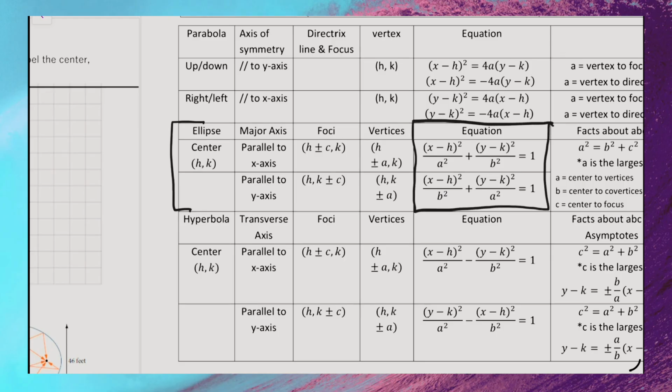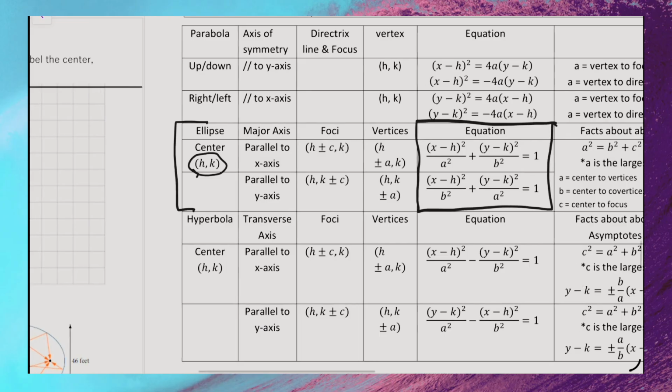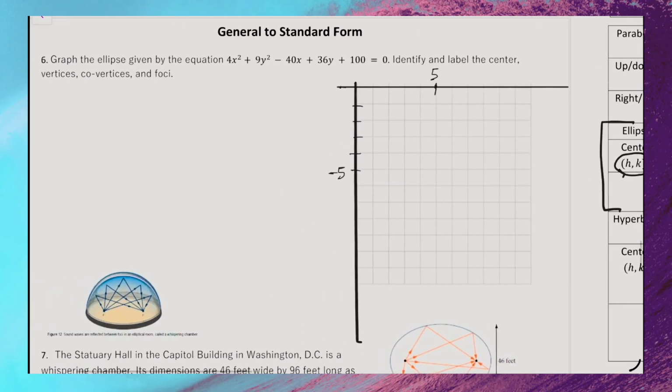Okay, and when I have it in this form, I can pluck out the center of the ellipse. I can pluck out or identify where the foci are, where the vertices are, where the co-vertices are, and so forth. So I'm going to use those formulas to help identify our pieces and then graph it.